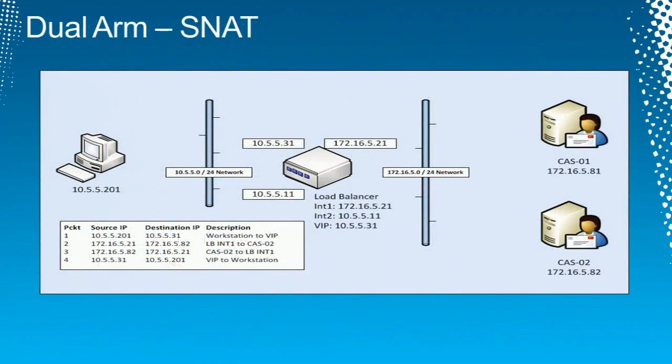And then finally, there's the concept of dual ARM. This is the one that you're probably most familiar with, or the most common deployment model. In a dual ARM scenario, we have two network spaces.